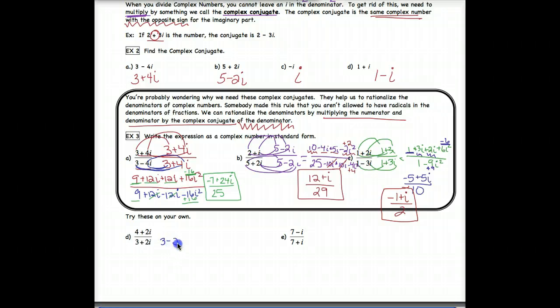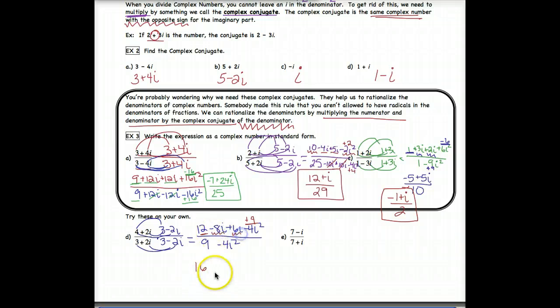All right, so on D, I'm going to be multiplying by 3 minus 2i on top and bottom because that's the complex conjugate. On the top, that gives me 12 minus 8i plus 6i minus 4i squared. Then on the bottom, I get 9. The inners and outers are going to cancel, and so then I've got minus 4i squared. So like terms, this becomes a plus 4. So my plus 4 and my 12 give me a 16.